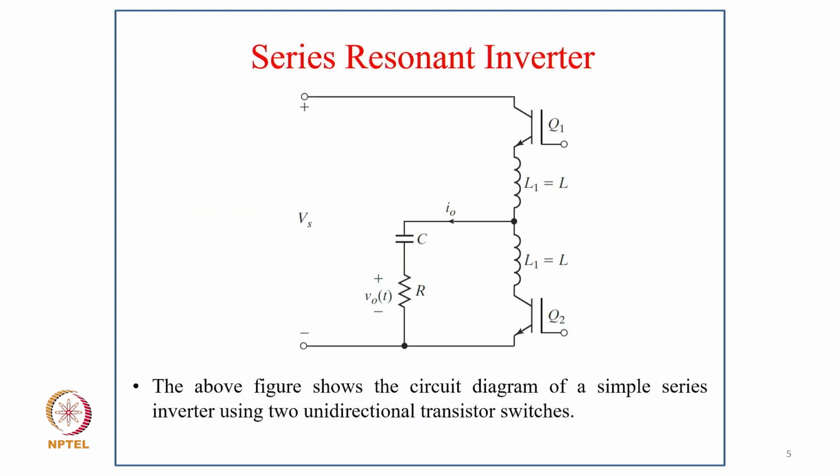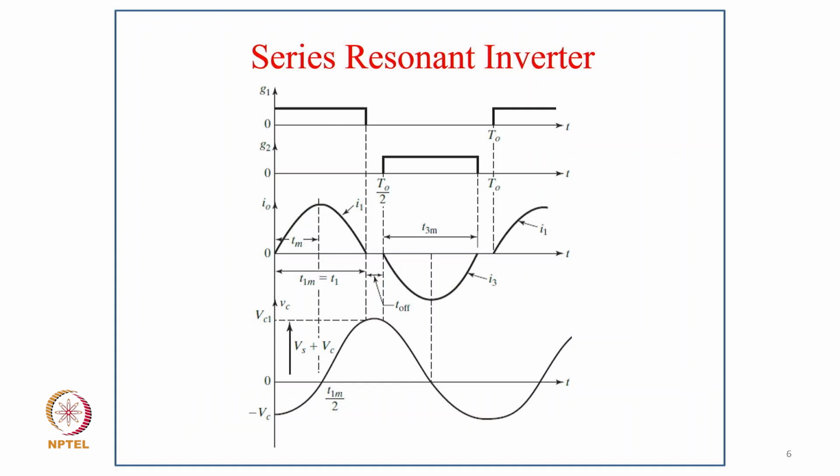This is a typical series resonant inverter where we have two devices with two inductors, and in parallel with the negative rail we have L, C and resistance. The above figure shows the circuit diagram of a simple series resonant inverter using two unidirectional transistor switches. And these are the typical waveforms, showing how we give the gating signal to the two devices, how the output current goes toward zero, and how the capacitor voltage at the output is produced.